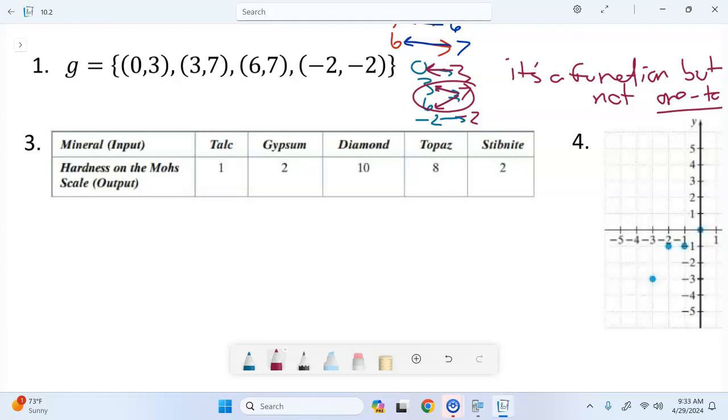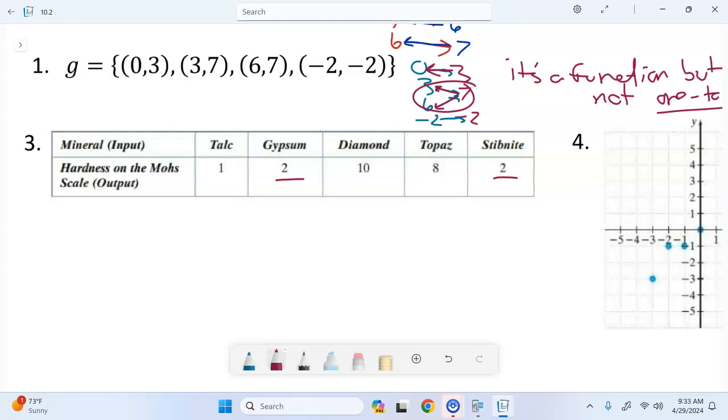So both of those? Why? 2 shows up twice on our output. So think of it this way. If I ask you a question about an input, you give me one number for an output. Okay? I could say, what's the hardness of talc? 1. What's the hardness of gypsum? What's the hardness of diamond? What's the hardness of topaz? Each of those has one output.